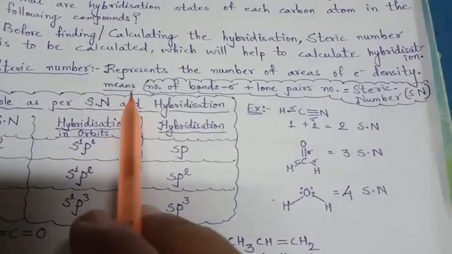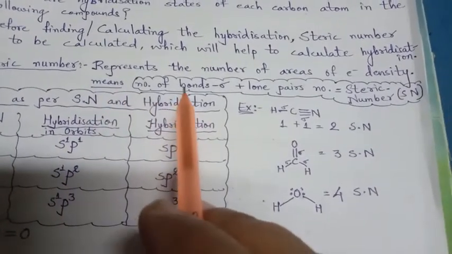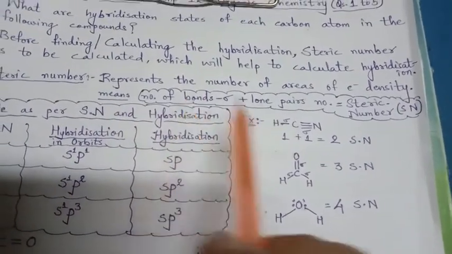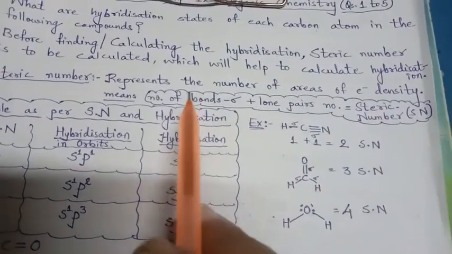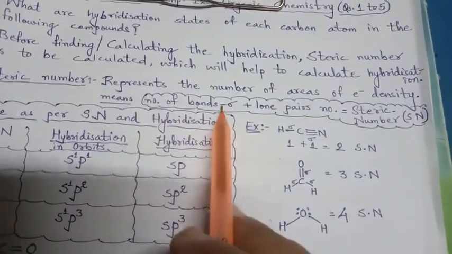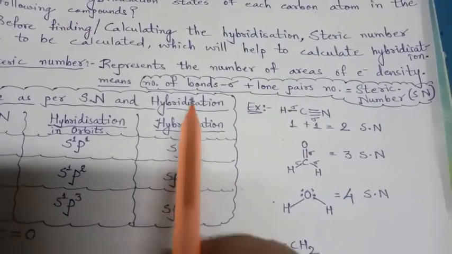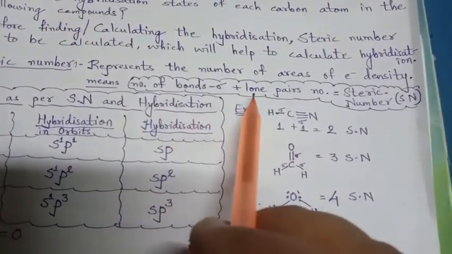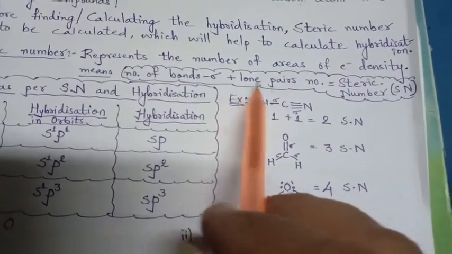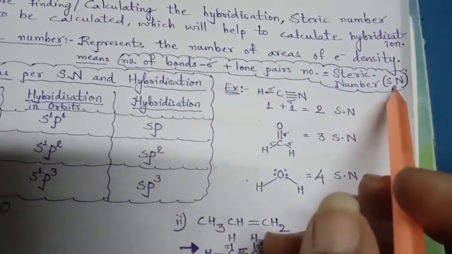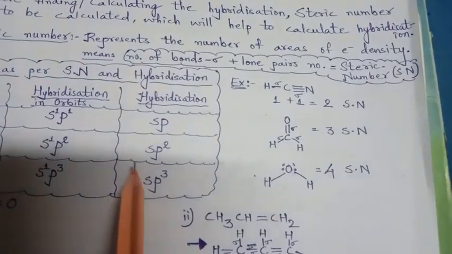In another way, we can also write the steric number formula. Steric number is equal to the number of sigma bonds plus the number of lone pairs in the compound. So this is the formula, and on that basis we can get the steric number. As per the steric number, we will finalize the hybridization.